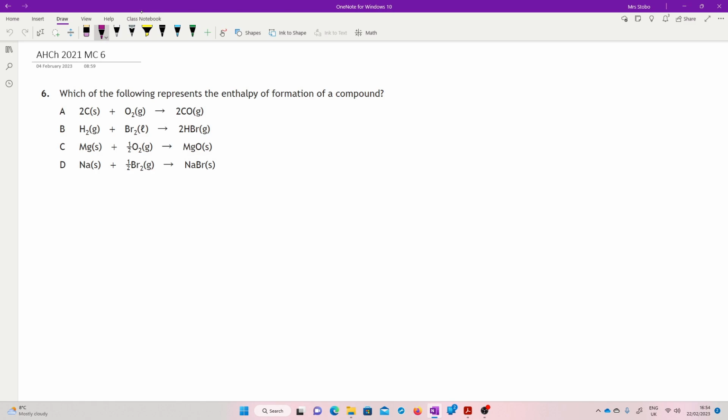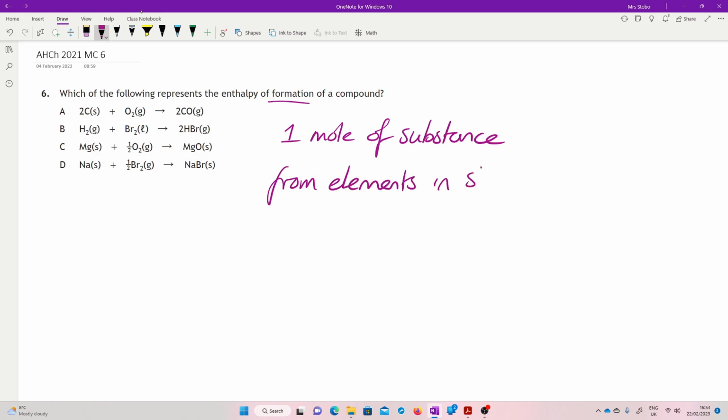Question 6. Which of the following represents the enthalpy of formation of a compound? This is a pure definition thing. For the enthalpy of formation, it must be 1 mole of the substance that you're forming, and most importantly, it must be from its elements in their standard states. I didn't pull the databook page, but you could pull the one with melting and boiling points to check what the standard states are. First of all, let's get rid of this one because it's 2 and I need 1 mole, and that one too.